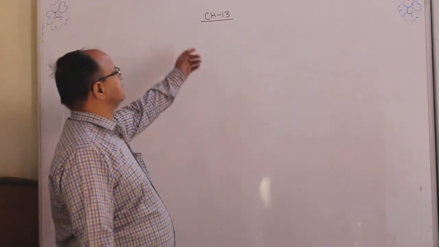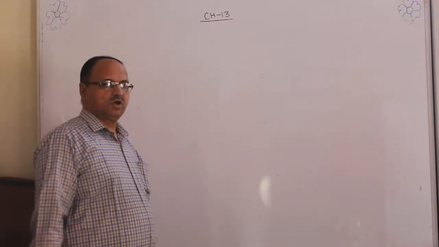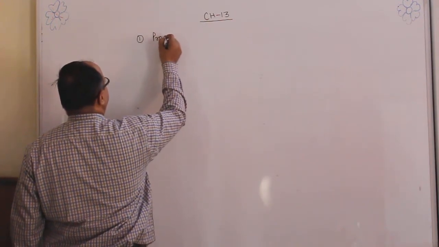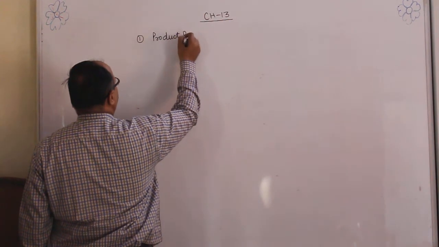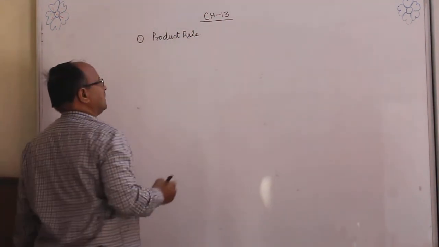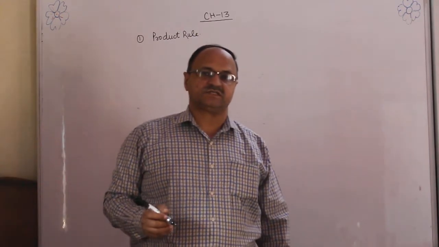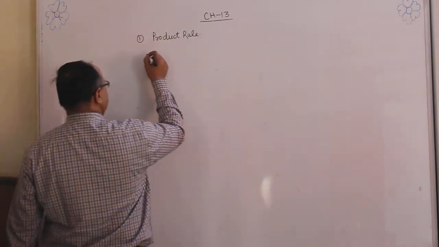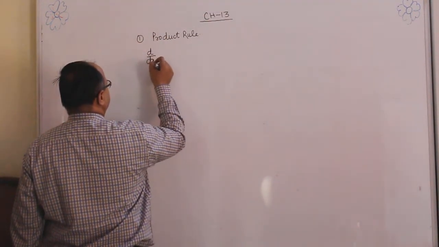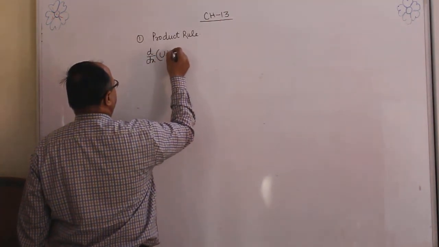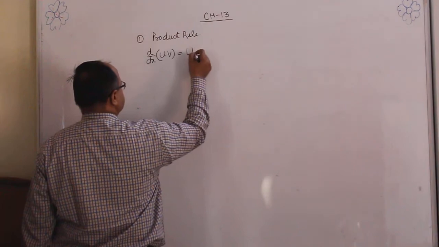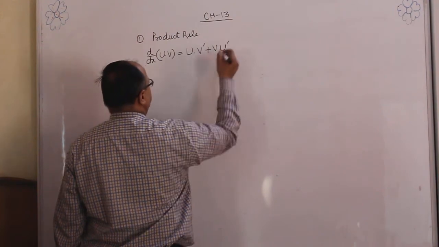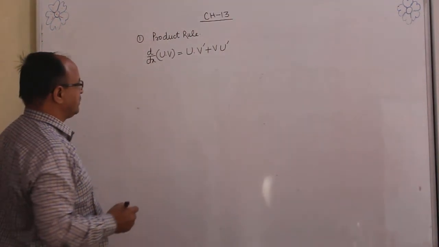Today our topic is the product rule and constant rule of derivative. Number 1, product rule. In the derivative of a function, today we will discuss the product rule. You know the formula: the derivative of u into v is u as it is, derivative of v, plus v as it is, derivative of u, according to the product rule.